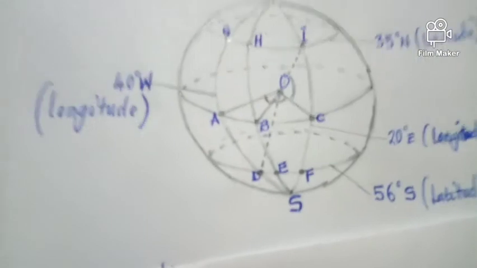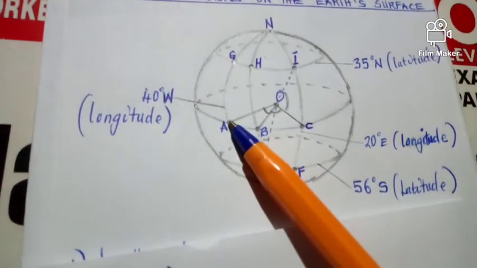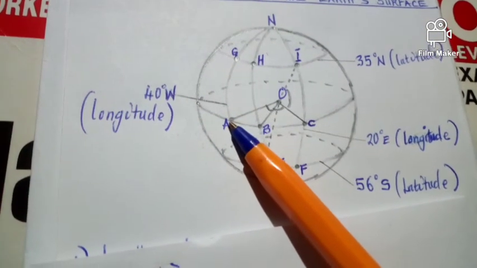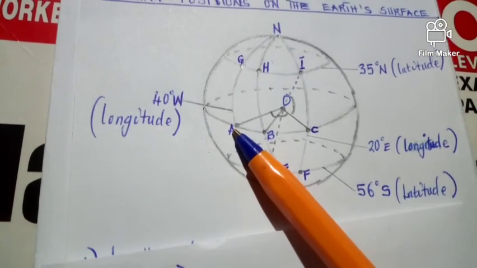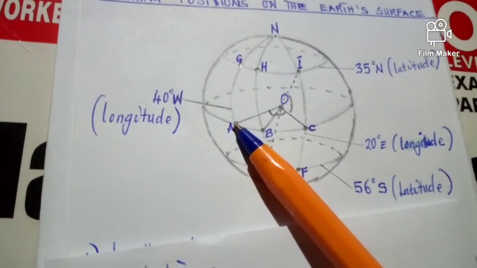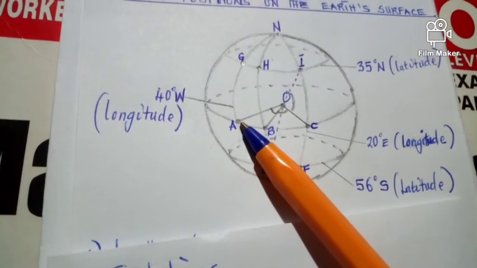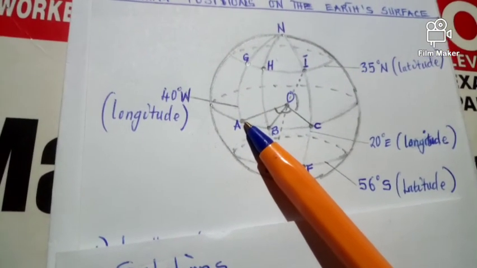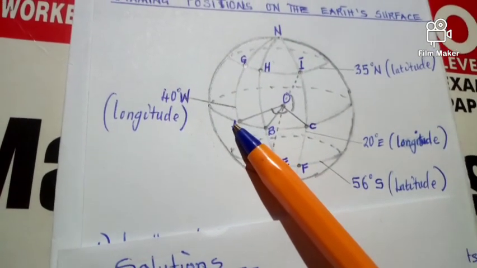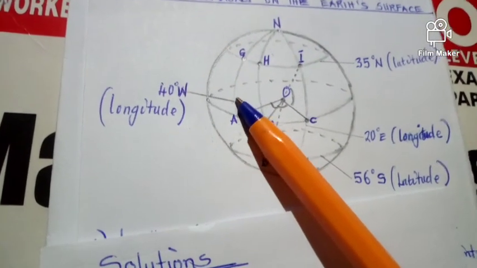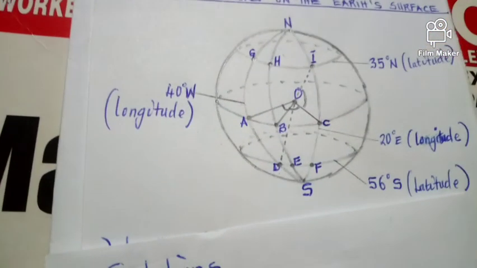So meaning point A lies in the 0 degrees. Remember 0 degrees is neither east nor west. So just say 0 degrees, comma, and always the point is separated by a comma. So 0 degrees, which is latitude, comma, what is this point? Is 40 degrees west.